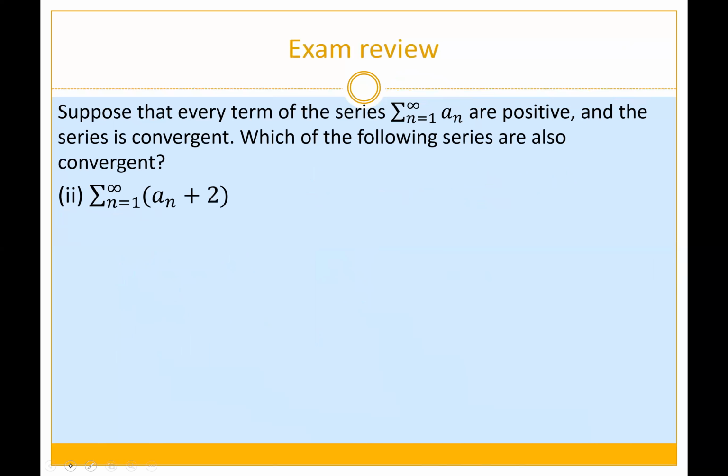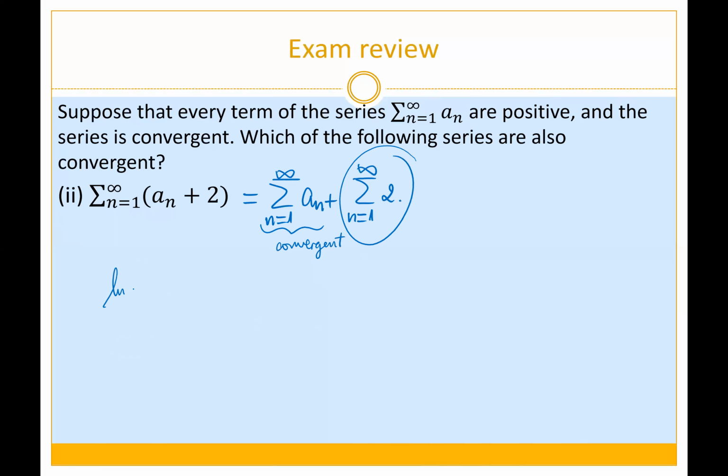Now the next one is an plus 2. So here I'm going to split it into two series. Here you have this series is convergent. But then here you look at this one. You notice this term always has, so this is like the series of Bn where you have Bi equal to 2. So all B equal to 2.